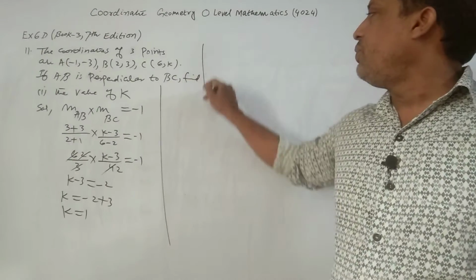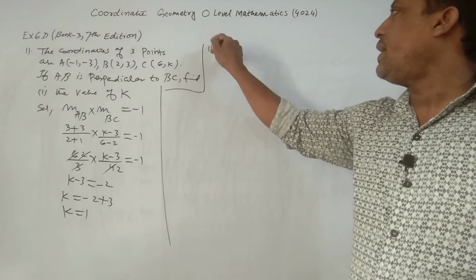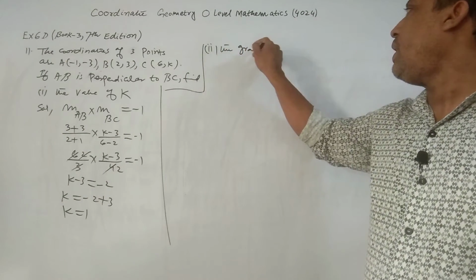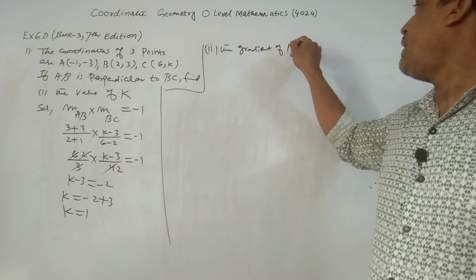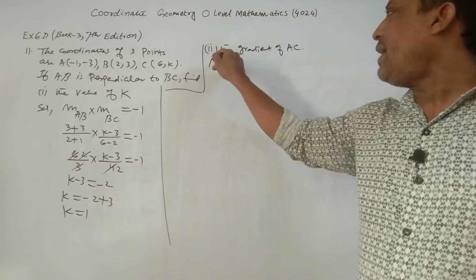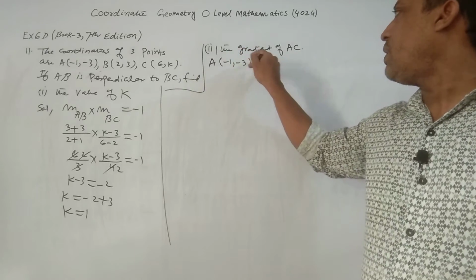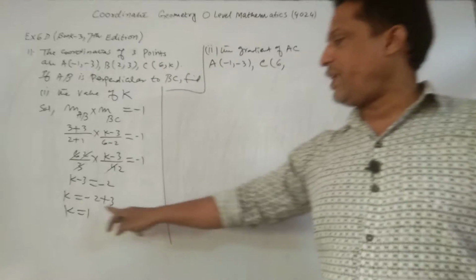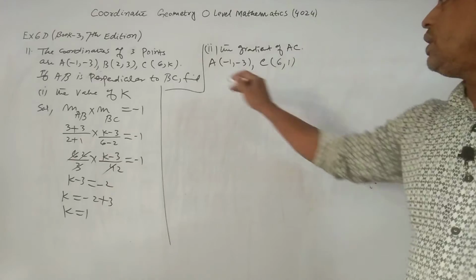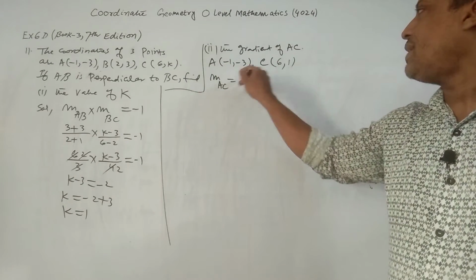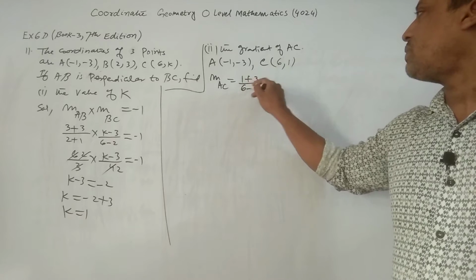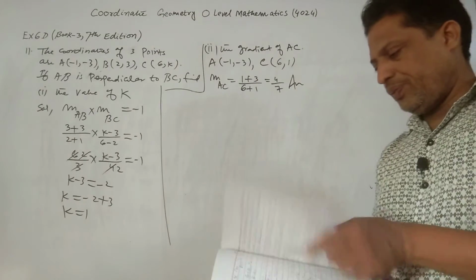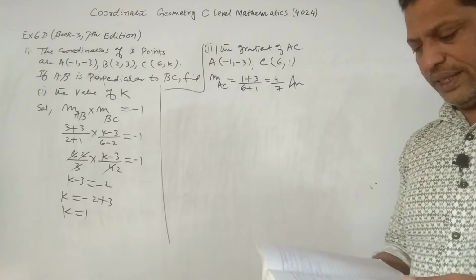Let's have a look at part 2. What is part 2 of the question? Find the gradient of AC. What is A? Minus 1, minus 3. What is C? 6 comma k. But we have already found the value of k, which is 1. Therefore the gradient of AC is (1 plus 3) over (6 plus 1), which is 4 upon 7. This is the answer of part 2. The end.